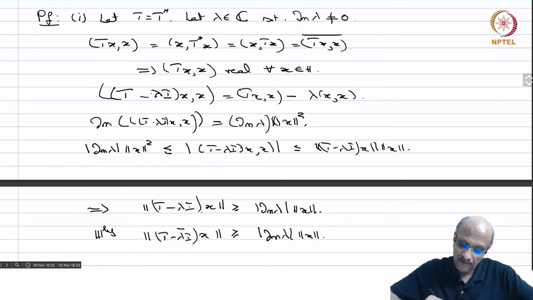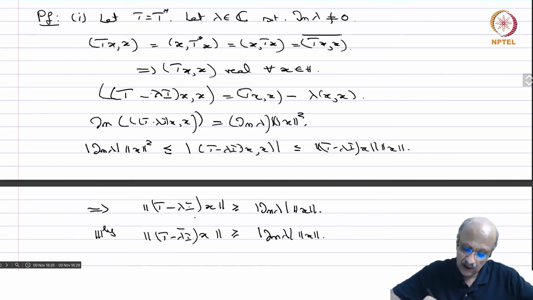So when you have an operator which is bounded below, we have seen that it has closed range, because if you take any sequence in the image which converges, then this will be Cauchy, which will imply that xn is also Cauchy. So xn will converge, and so the image limit will be in the image.